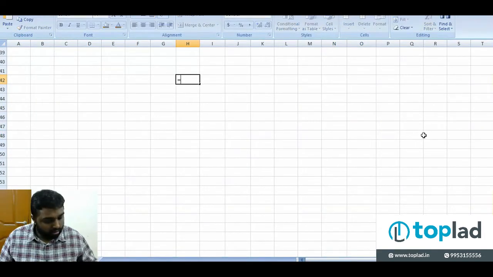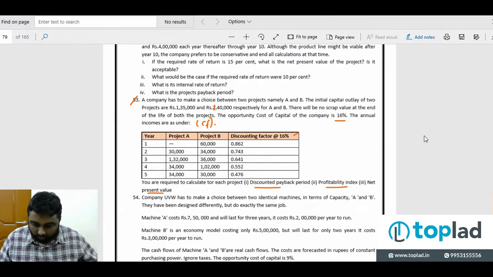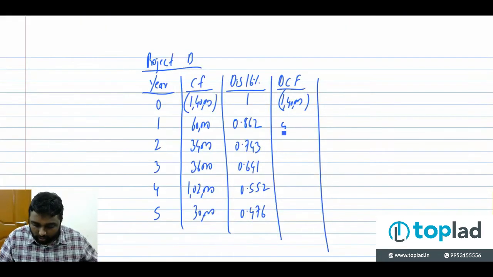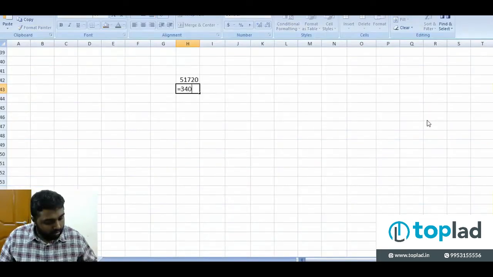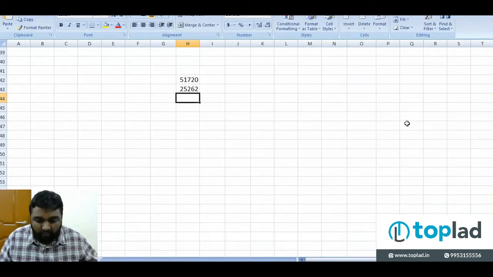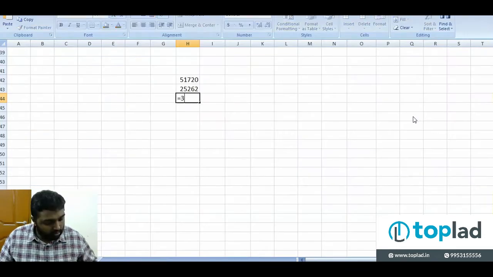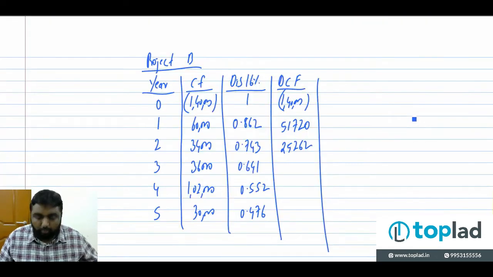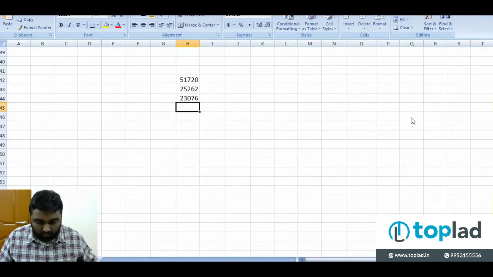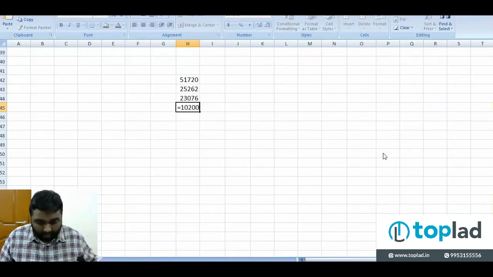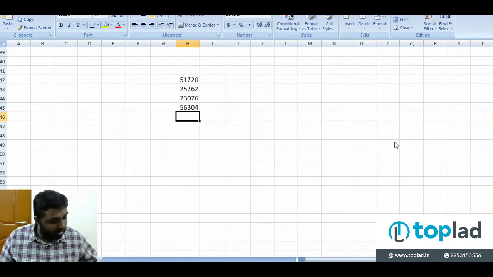So how to start? 60,000 into 0.862 is 51,720. 34,000 into 0.743 is 25,262. 36,000 into 0.641 is 23,076. 1,02,000 into 0.552 is 56,304.